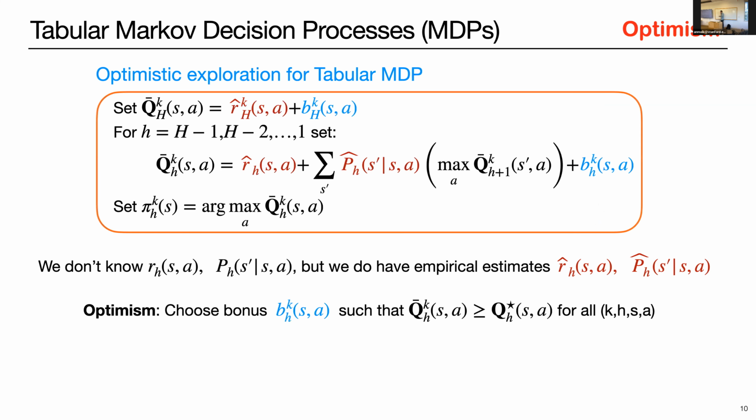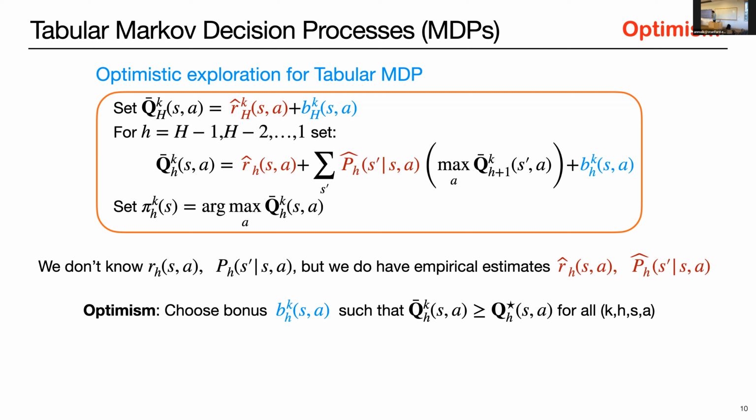Well, what optimism does, this first strategy that we're going to look at, is it just plugs in those empirical quantities, but then adds a little bit of a bonus. So this b_h^k(s,a), they're going to add it to every one of these Q functions. And the purpose of this little bonus is to make it so that you're not playing too greedily. If you didn't have this bonus, you're playing too greedily with respect to the empirical thing, and you can get yourself stuck in a corner and bad things can happen.